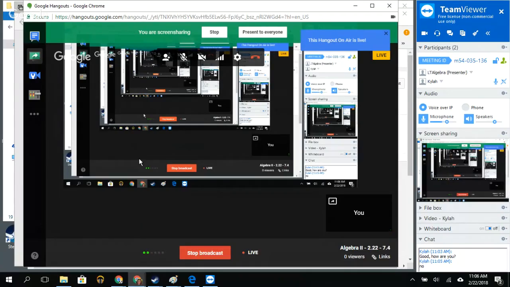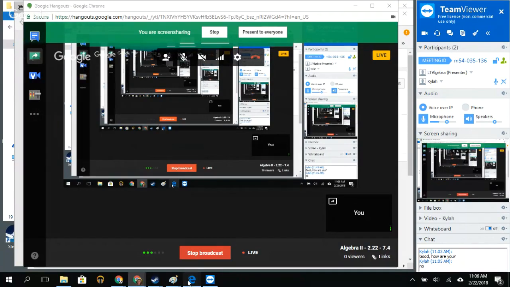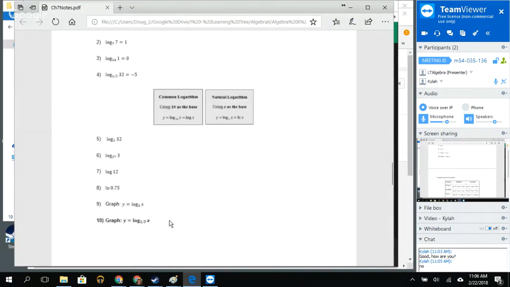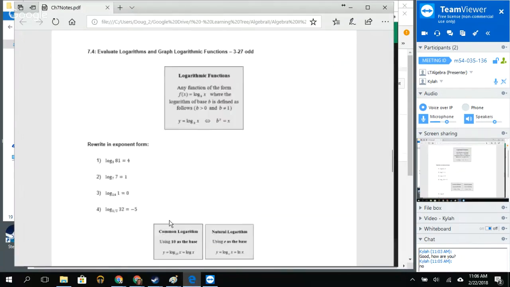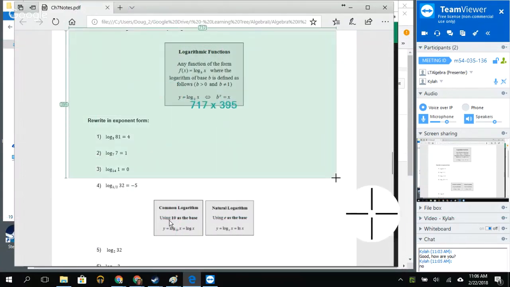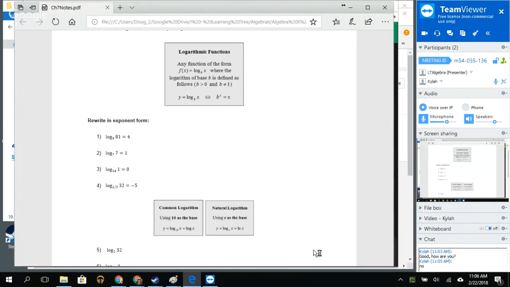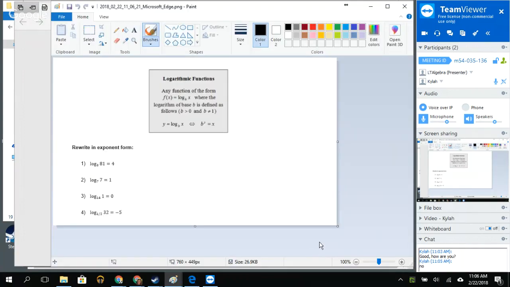Graphing logarithmic functions. And so if you have your notes, go ahead and pull that out. So we talked about this a little bit on Monday. And so this is just going to be a review of the information that I gave you, and pulling that all together.